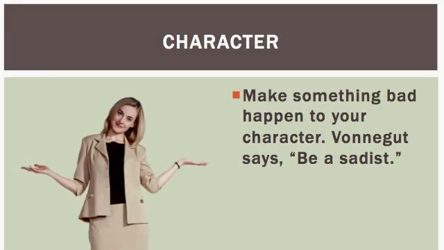Here's a last note about character, and this might be a challenging one. Some of you have already done this, I'm sure. Vonnegut's advice is to be a sadist and make something bad happen to your character. We want to see what your character does. We're rooting for this character. What does your character do when something bad happens?